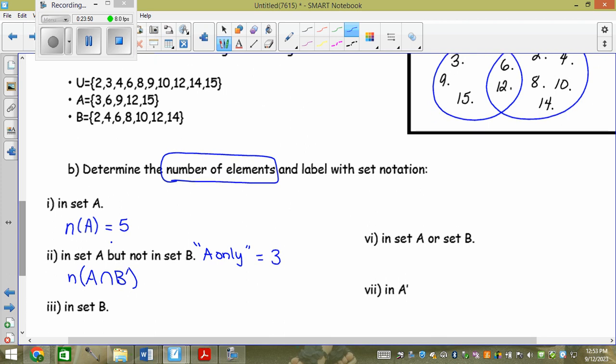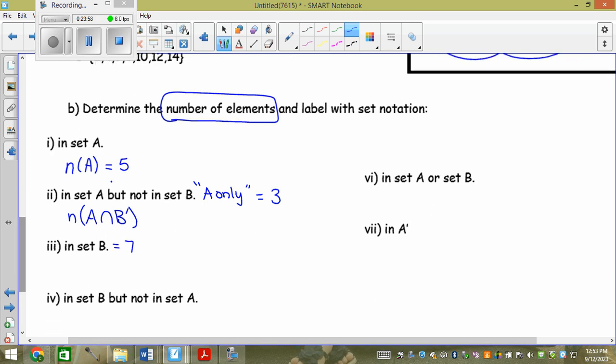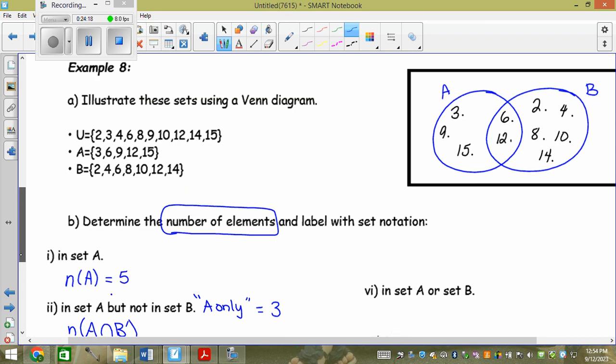In set B, how many are in B? 1, 2, 3, 4, 5, 6, 7. In set B, but not in set A. What's that a fancy way of saying? B only. How many are in B only? 5. Yeah, how many people are showing me? 5. 1, 2, 3, 4, 5.